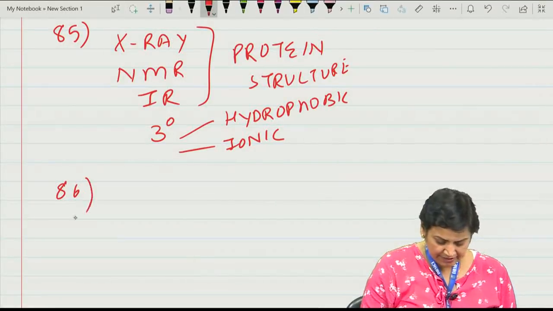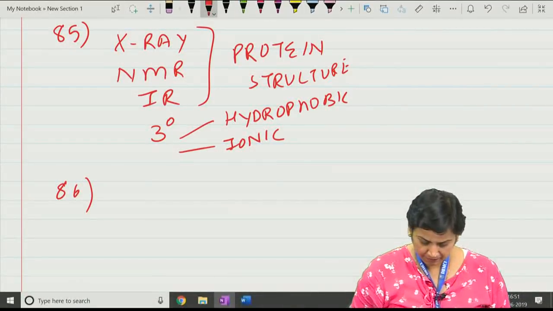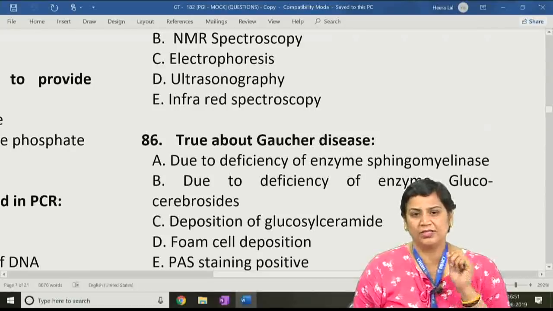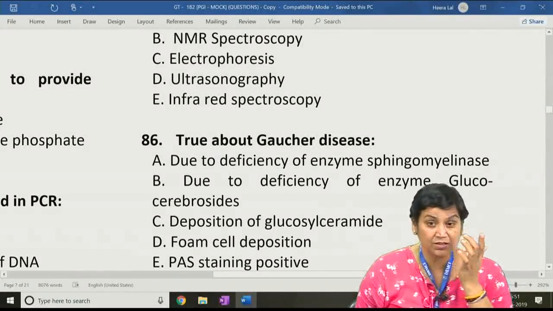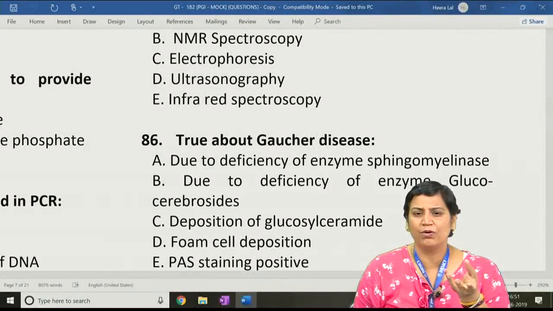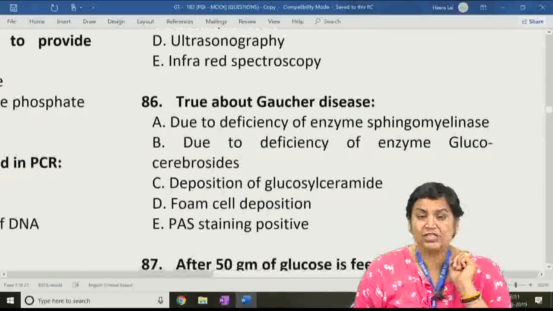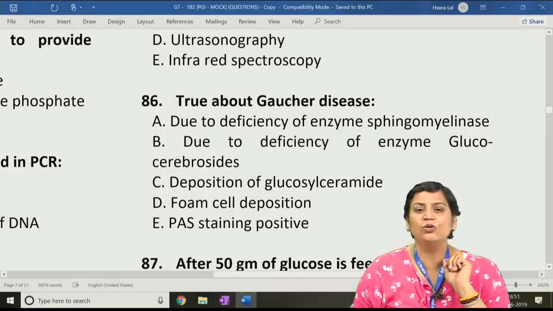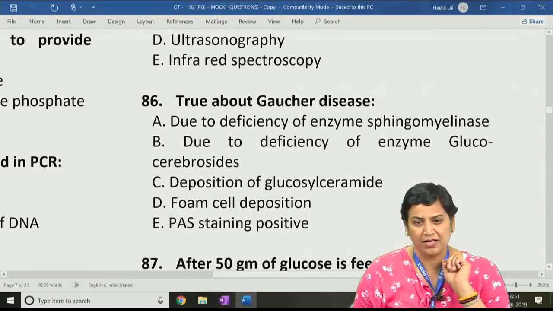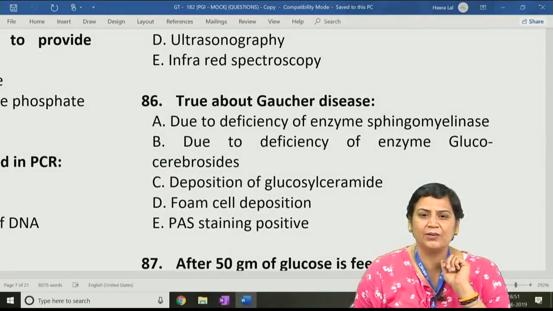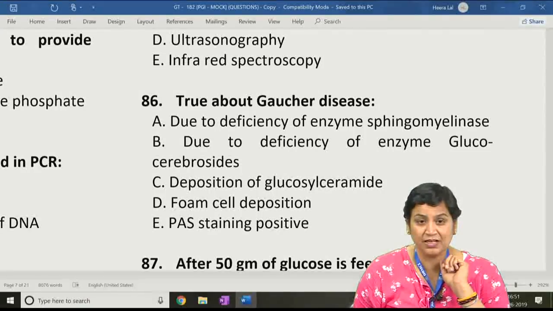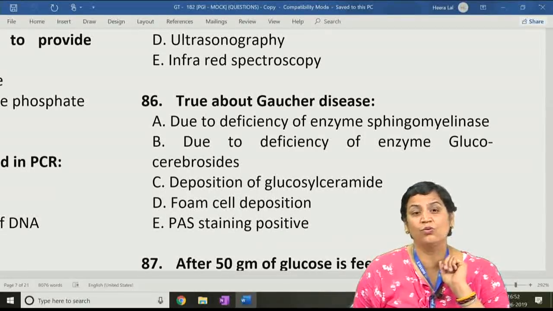Then question number 86. True about Gaucher's disease. Now Gaucher's disease is what? It is one of the very, very important sphingolipidoses. It is due to the deficiency of the enzyme glucocerebrosidase. And obviously if this glucocerebrosidase enzyme is absent, there will be accumulation of glucocerebrosides.